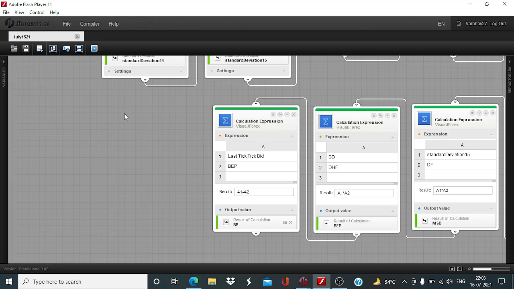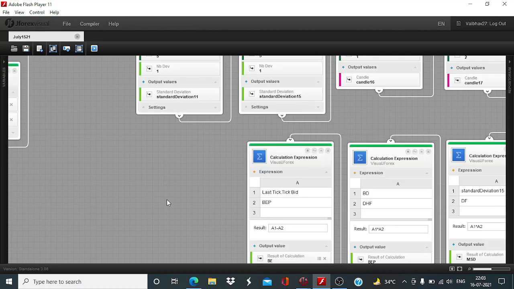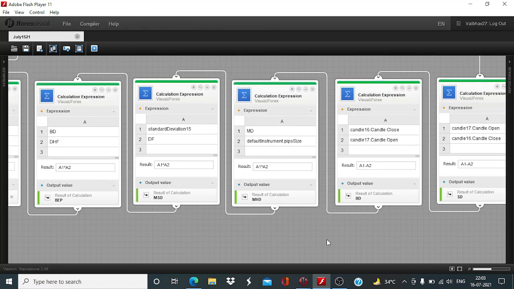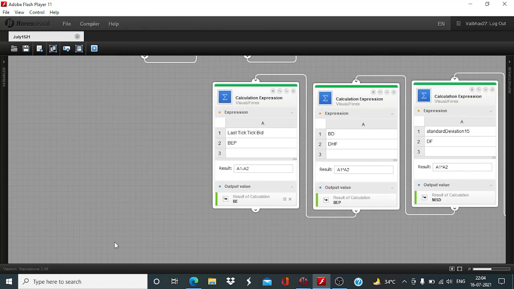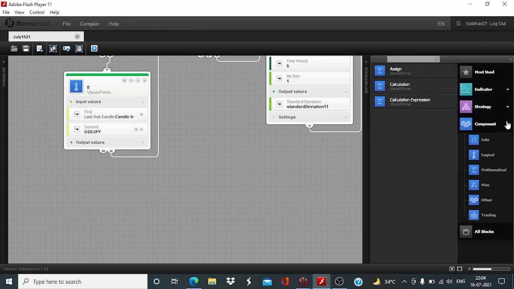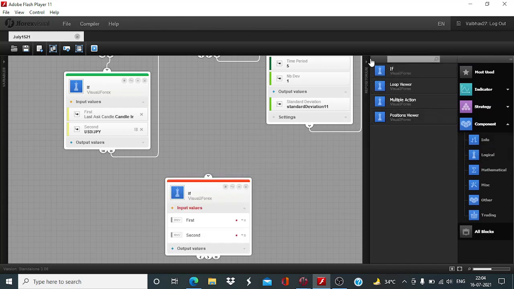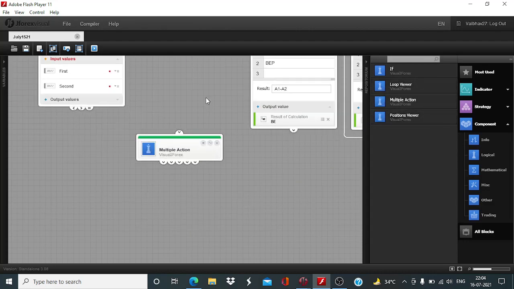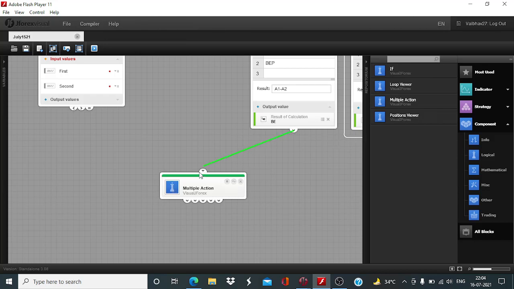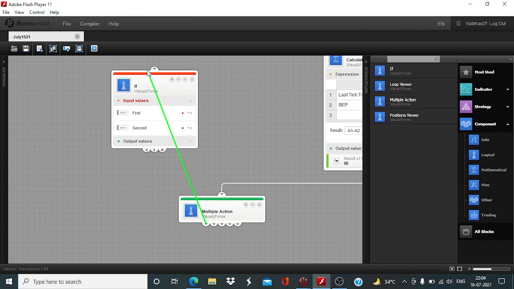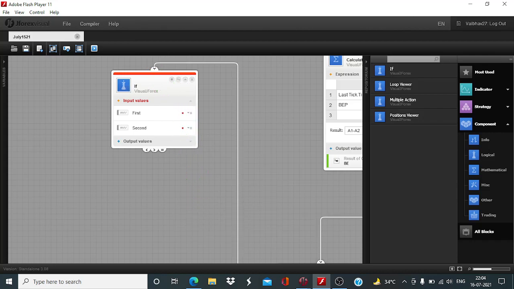So we have defined these requirements. Now we can start bringing in logical blocks. If block, multiple action. For the time being, I will join it here, and this will be joined here.